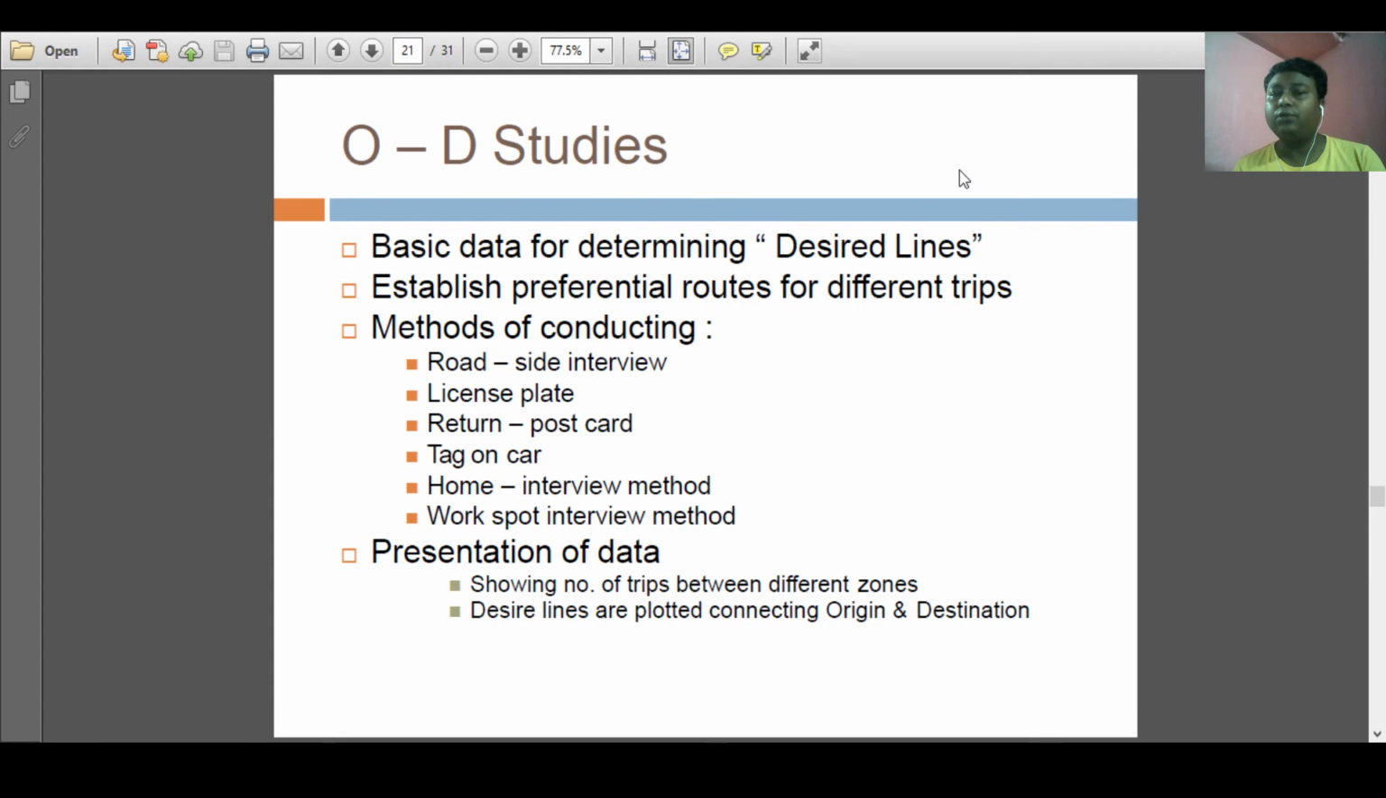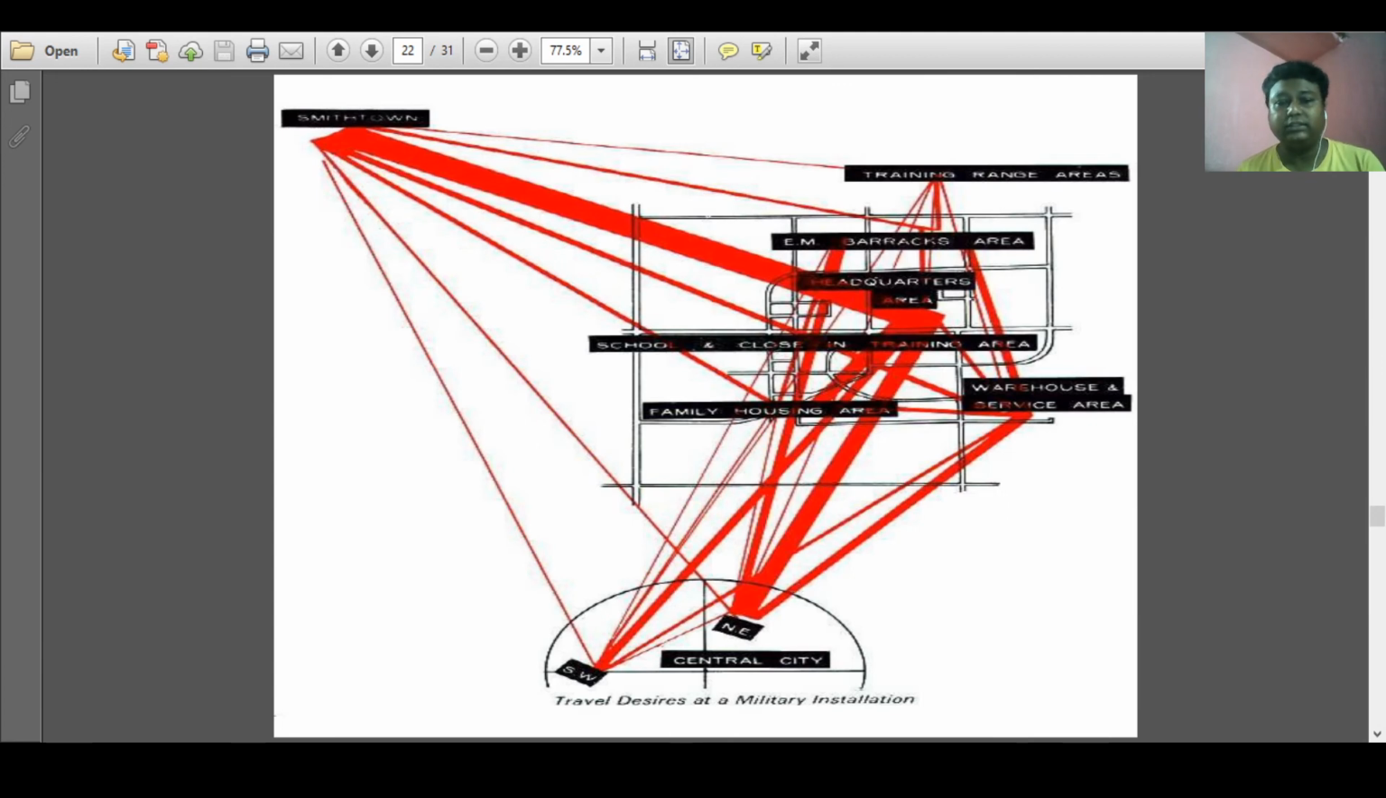Next, the methods for conducting the O&D survey. Just like the previous, there are also some methods: the roadside interview, license plate, written postcard, tag on car, home interview, and work spot interview method. Now the presentation of the data. The data are presented showing the trips between the different zones, and the desired lines are plotted connecting the origin and destination. So this is one example of origin and destination. If you see, this is some origin and these are your destinations, and this is the desired line connecting your origin and destination. So the main objective of this study is to find out your desired line.